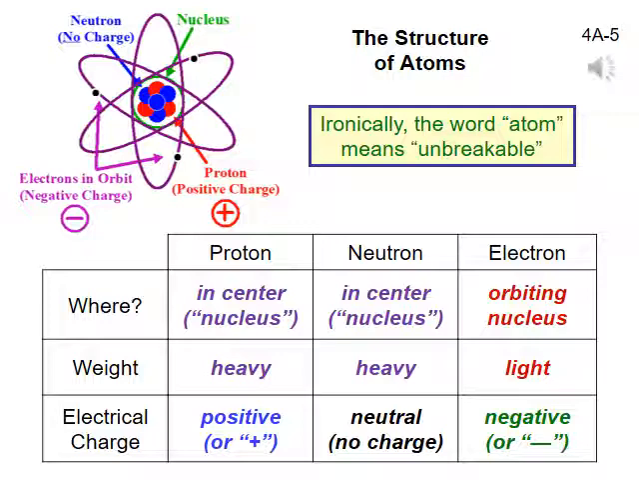Electrically negative, minus, particles called electrons orbit the nucleus. Electrons have a mass that is about 1/1000th that of protons and neutrons. In other words, electrons are much lighter than protons and neutrons and hardly affect the weight of atoms.